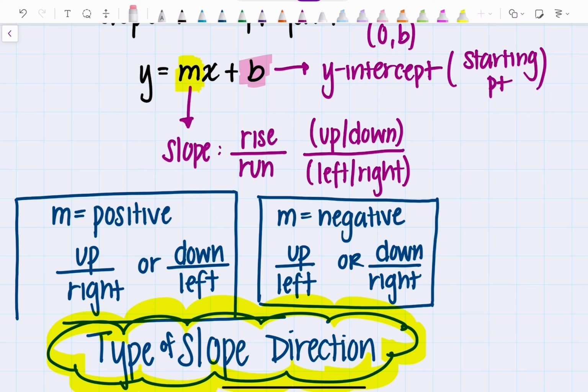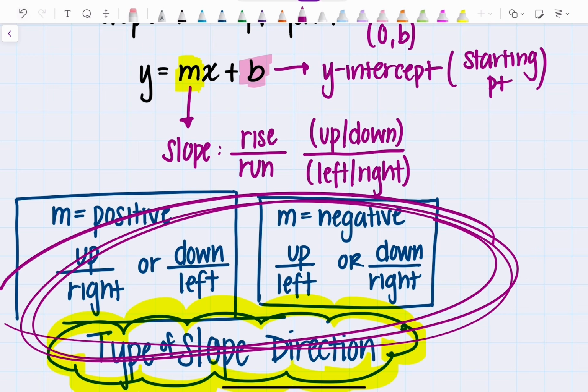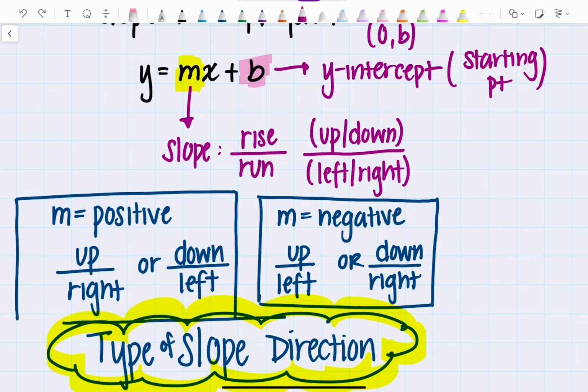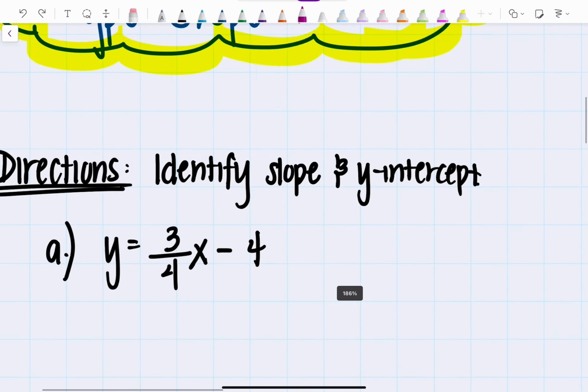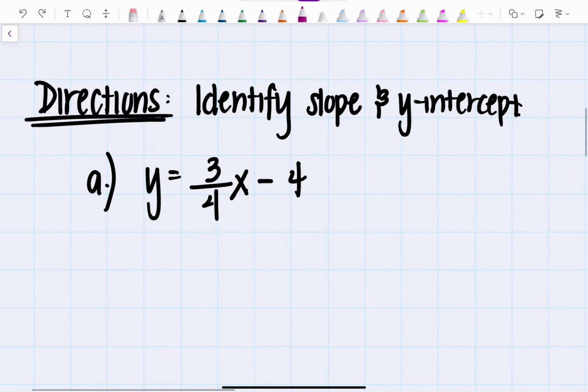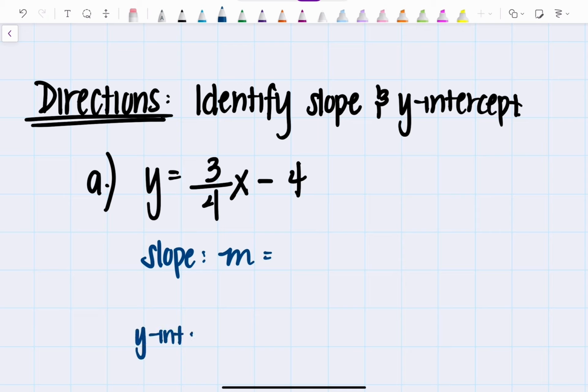Make sure you label this so that we know we can come back to this here when it comes to the final. Anyway, let's go ahead and move on. Let's start off with the first one. On the first one here, I want to identify the slope, which is M, and our y-intercept, which is B.